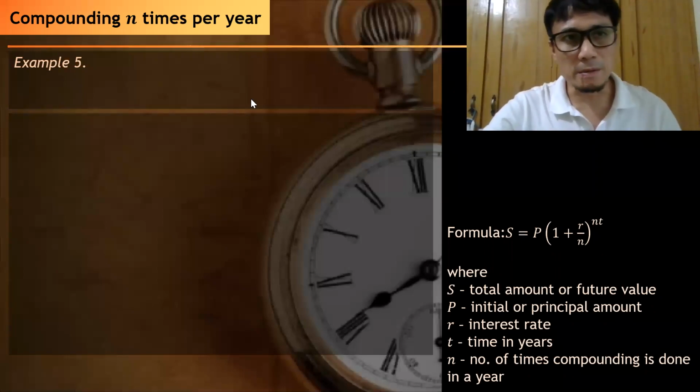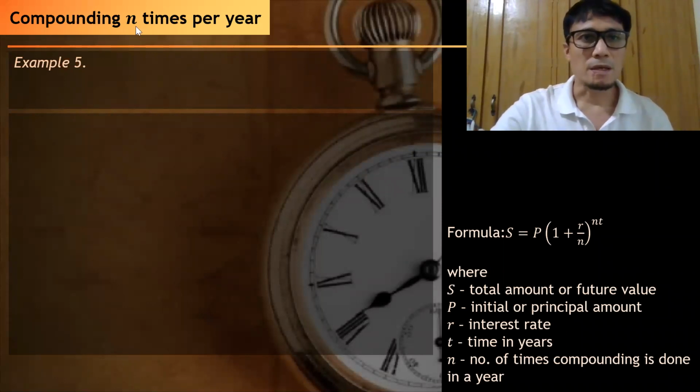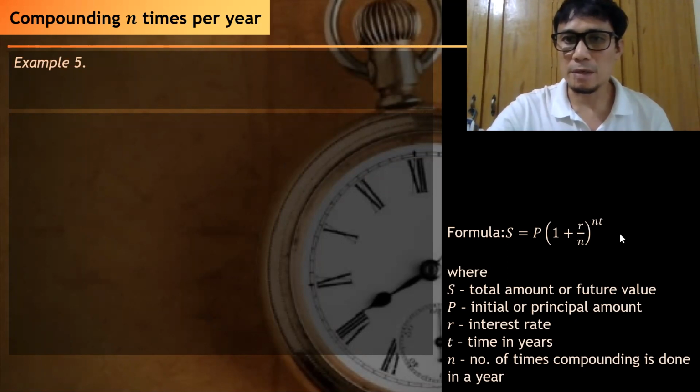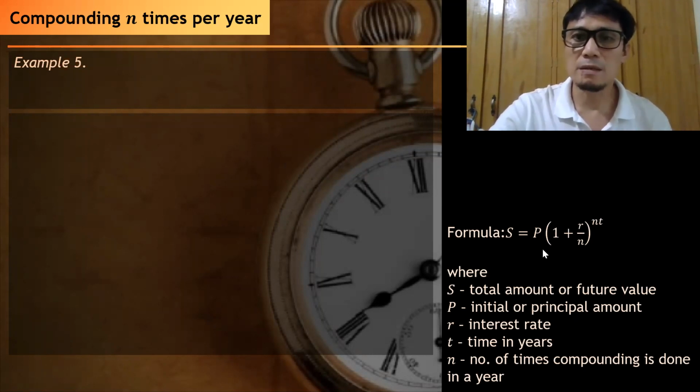This time we're going to consider the case where compounding is done several times in a year. The formula you may recall from our first video, to compute for the total amount when compounding is done several times in a year, we have S equals P times (1 plus R over N) raised to NT, where those variables are described as follows.